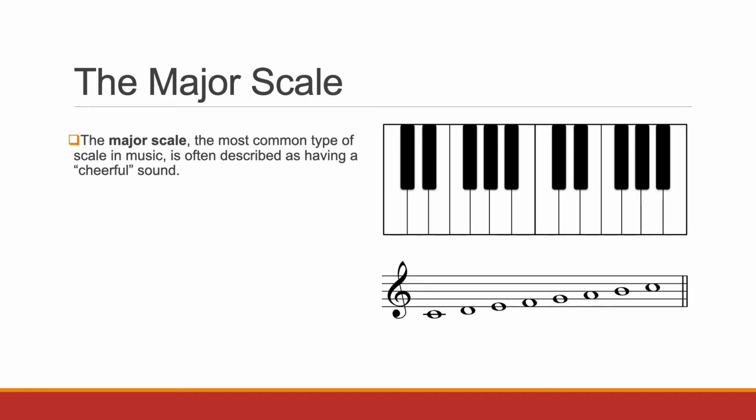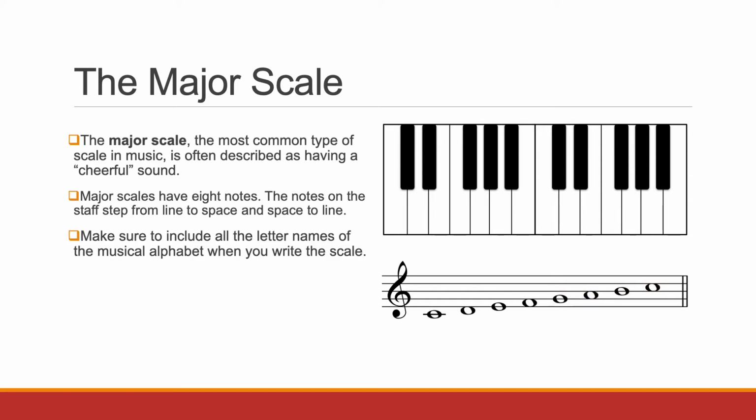The major scale, the most common type of scale in music, is often described as having a cheerful sound. Major scales have 8 notes. The notes on the staff step from line to space and space to line. And here we can see the notes starting on a line, going to a space, line, then a space, then a line, then a space, then a line, then a space.